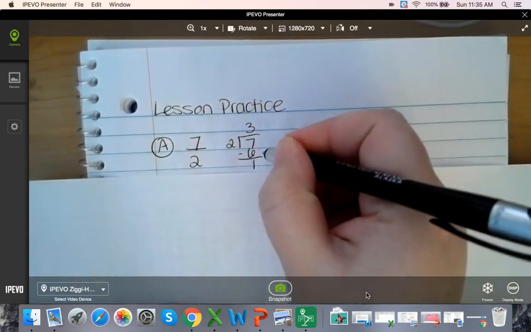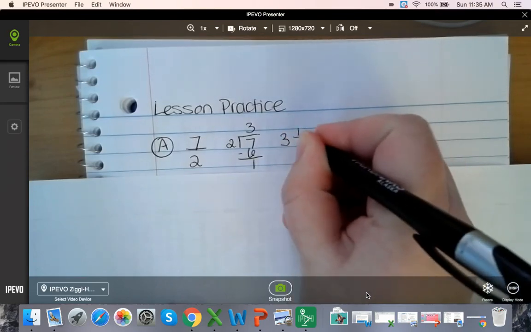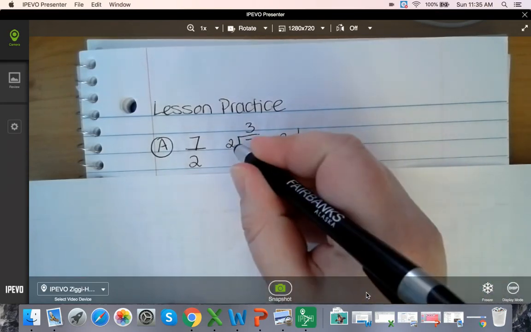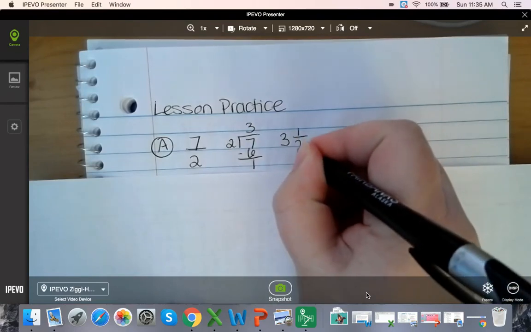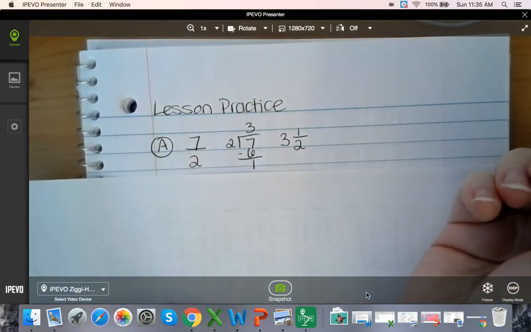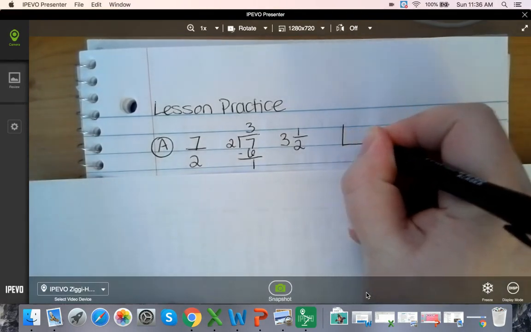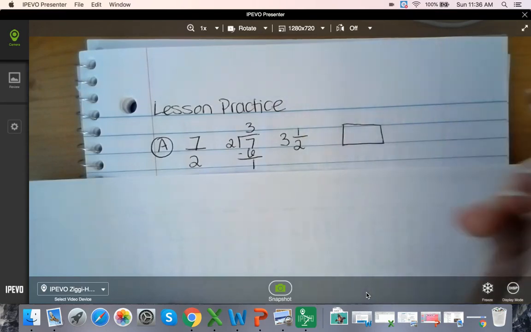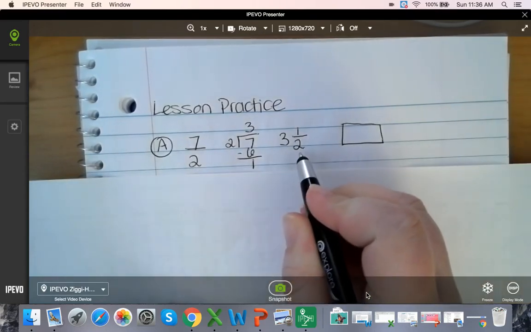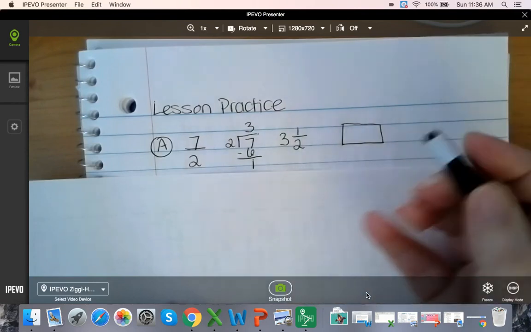But the easiest way to do it is, since I have my remainder of 1, I've got 3 wholes, my remainder of 1, and then I keep the number I'm dividing by as my denominator. So the first part of that problem is now done. I have 3 and 1/2. Next thing I want to do is draw a picture. I know that my squares or circles, whatever I decide to use, need to be broken up into halves.